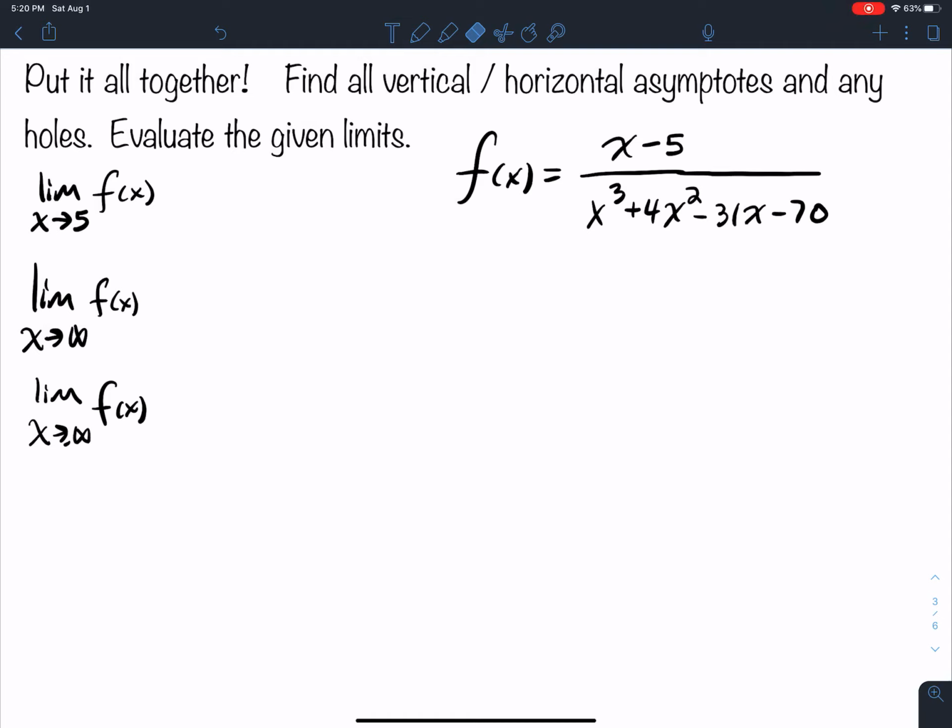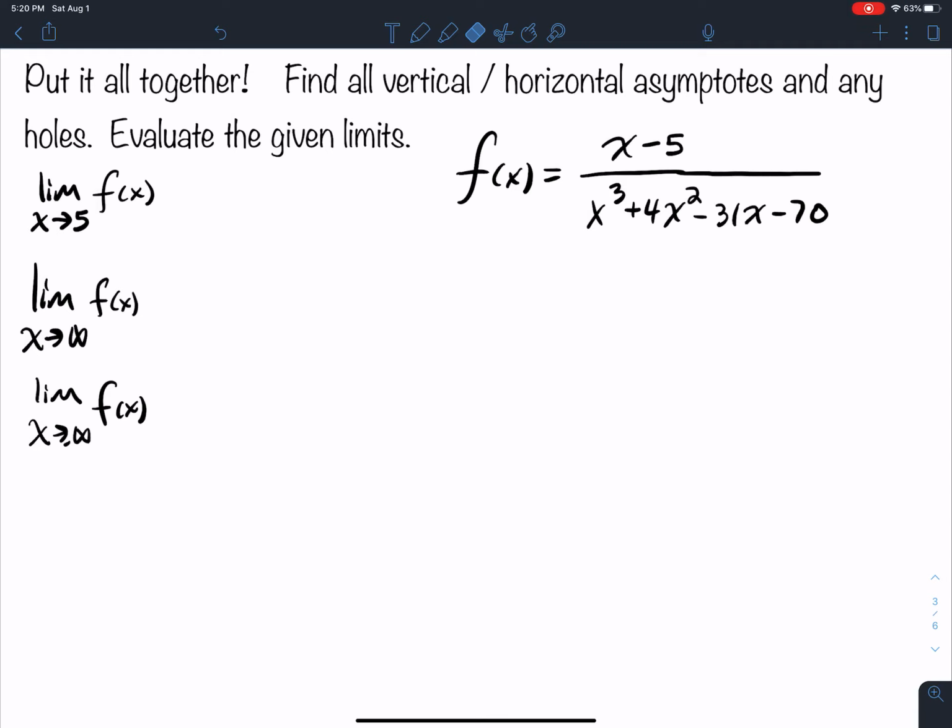So we're going to put everything together now that we've learned in this section 1.6, the limits involving infinity. And so we want to find vertical and horizontal asymptotes and then any holes. And I want to evaluate the given limits, okay?